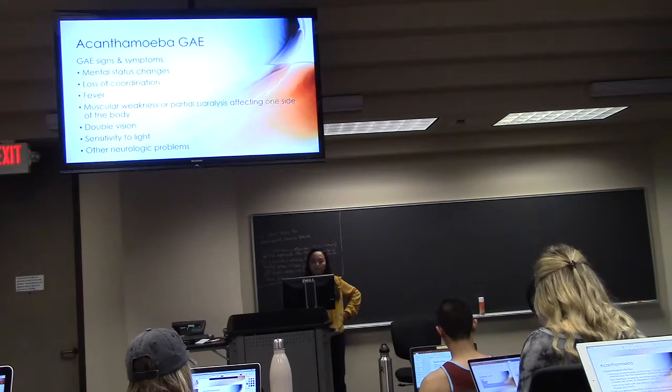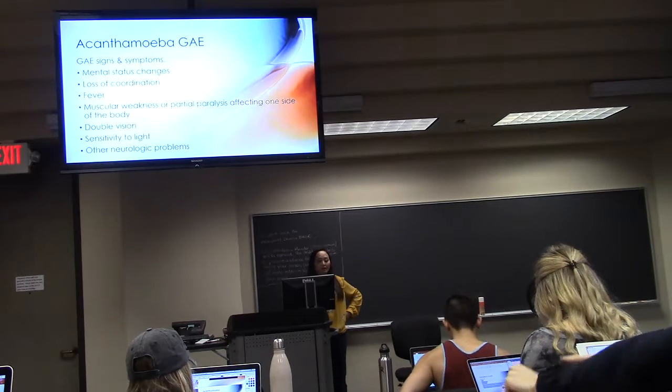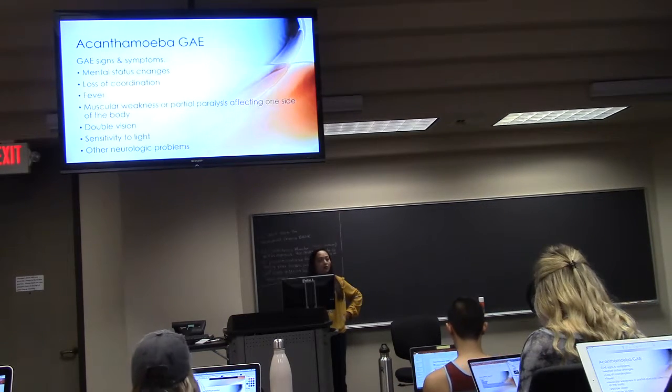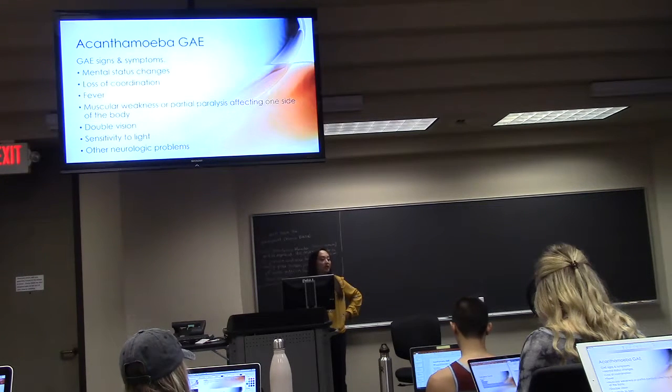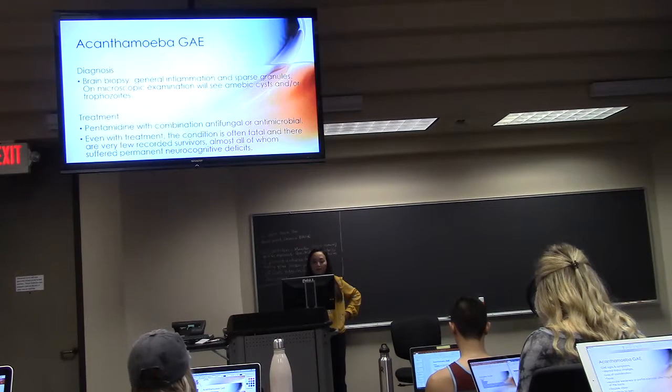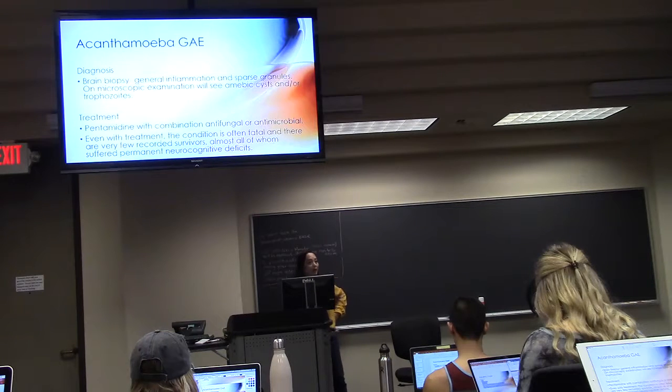So if somebody has an immune compromised state, they can have GAE. Signs and symptoms: you can have mental status change, loss of coordination, fever. You can have weakness or partial paralysis affecting one side of the body. You can have double vision, sensitivity to light, and a slew of other neurological problems. So unfortunately, it sounds just like any other neurologic infection. Diagnosis is usually by a brain biopsy, which will show general inflammation and sparse granules. On microscopic examination, you can see the cysts or the trophozoites.